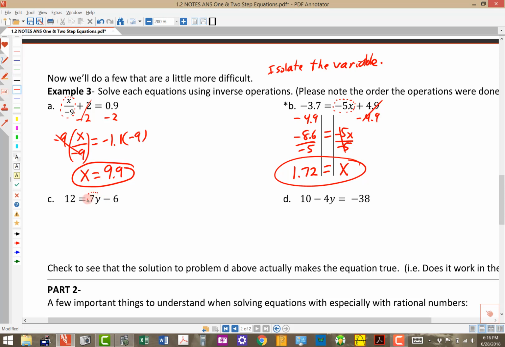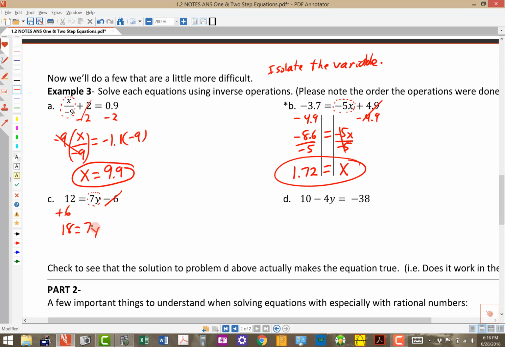Again, this is the variable term. So that means we're going to keep this on this side. We're going to move the -6, so we're going to do that by adding 6. So one thing that you can do if you would like is you can cross this off and then add 6 to the other side. So we're going to have 18 over here. On this side we're left with 7y.